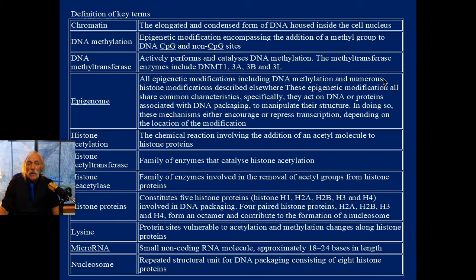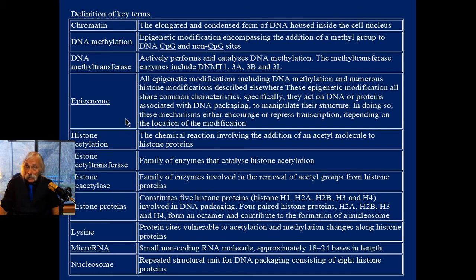Yeah. All right. So what are some key terms here? Chromatin. Chromatin is the elongated condensed form of DNA housed inside the cell nucleus in eukaryotes. DNA methylation. It's an epigenetic modification encompassing the addition of a methyl group to a DNA CpG island and indeed non-CpG sites, but that methylation is going to be on the carbon 5 of the cytosine residue in the DNA. The enzyme itself that's carrying out the methylation, DNA methyltransferase, actively performs and catalyzes DNA methylation. The enzymes are multiple, and they have specific specificity, and they turn over in the cell.